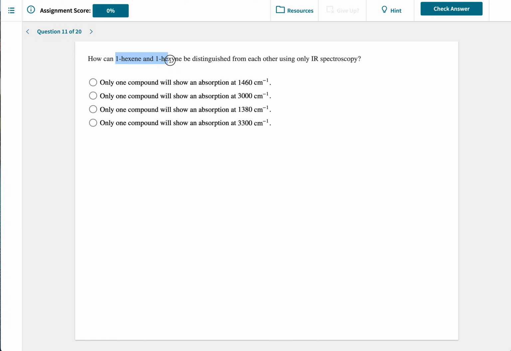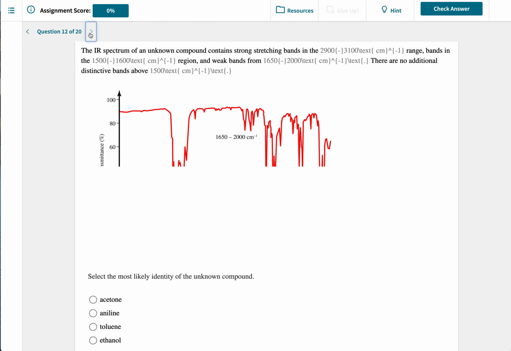How can you distinguish one hexene from one hexyne? So here you just want to look up what you would see in an alkene versus what you would see in an alkyne. Keep in mind they're both terminal alkenes and terminal alkynes. You might have to use that to solve the problem. You might not, I don't know.